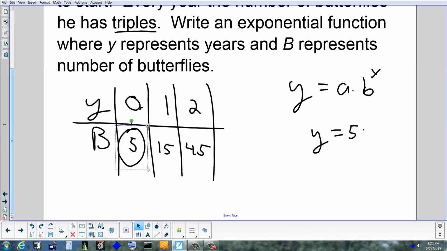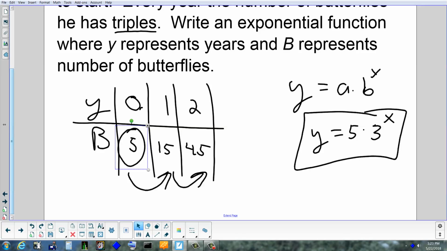How do you get B? In the B column, you see how much it increases by, like multiplication, which is 3. In this column, check what you multiply by each time. Multiply by 3. Y equals 5 times 3 to the X. That's the formula you would use to figure out how many butterflies Noah would have at the end of X years. Let's check it for 2. If you plug in 2 years for X, what's 3 to the second power? 9. 9 times 5? 45. That's exactly how many butterflies you should have.